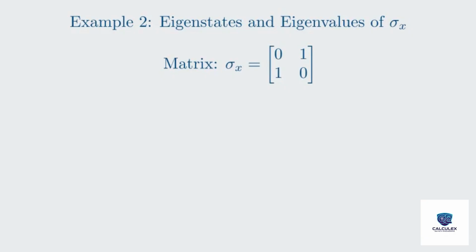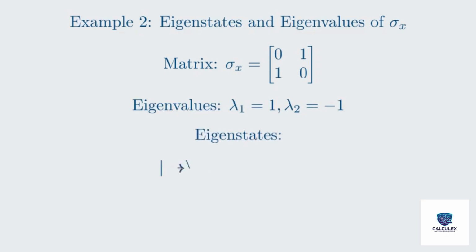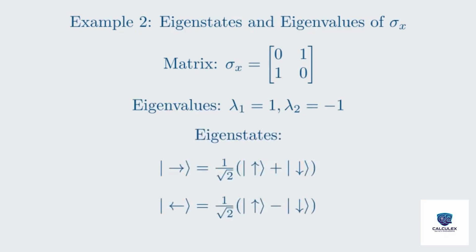Solving this equation gives us the eigenvalues and eigenstates for an x-spin measurement. The eigenvalues are +1 and -1. Notice they are the same as for the z-spin. The physically allowed values are the same, just for a different axis. But what about the eigenstates? They must be different vectors. The eigenstate for x spin up is 1 over root 2 times up plus down. The eigenstate for x spin down is 1 over root 2 times up minus down. These are superpositions of our z-spin basis states.